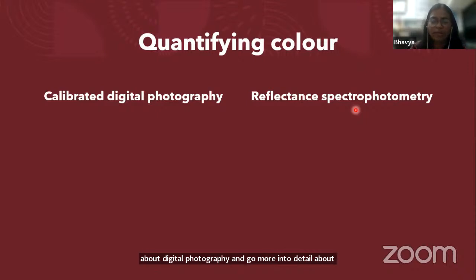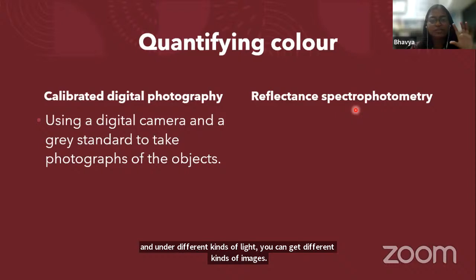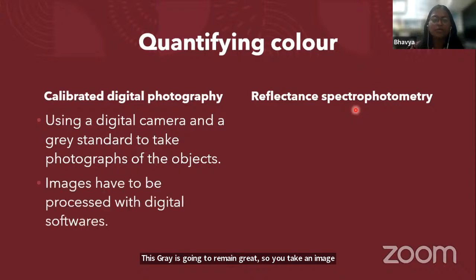because that's what we use in our lab. In digital photography, we use a digital camera and we have a standard. A standard is something that will remain the same under any environmental conditions, because when people take photographs, it's highly dependent on the environmental lighting, and under different kinds of light you can get different kinds of images. So you need a standard that can tell you under all lighting this gray is going to remain gray. You take an image with a digital camera and a gray standard, and then there are a number of software, which I'm not going to get into, with which you can process these images. So essentially what you use to establish color here is a photograph.